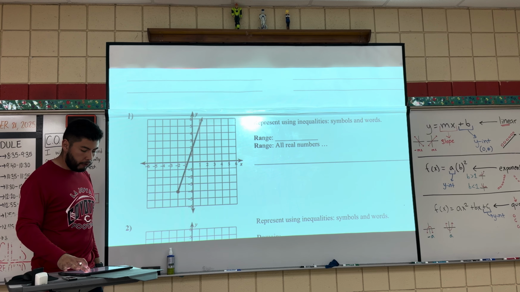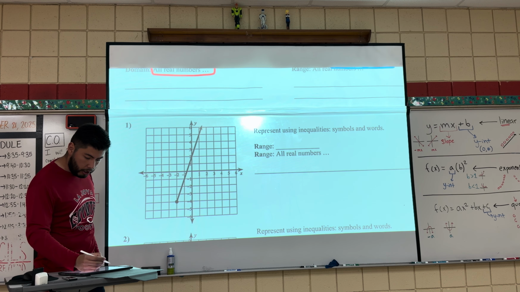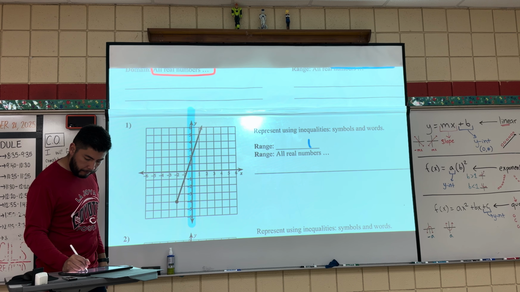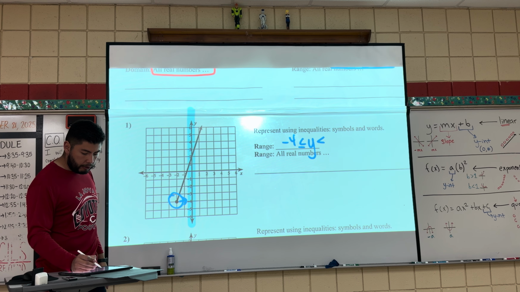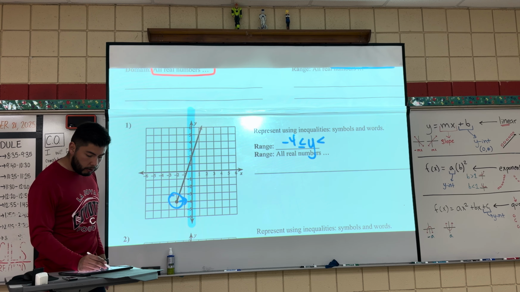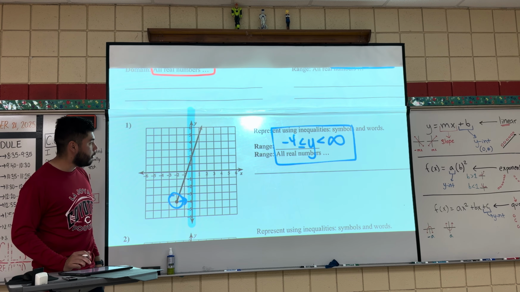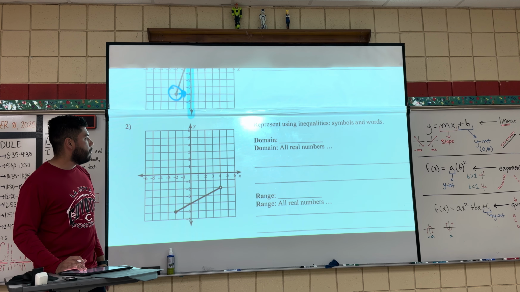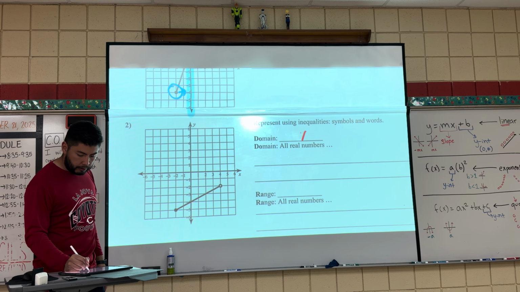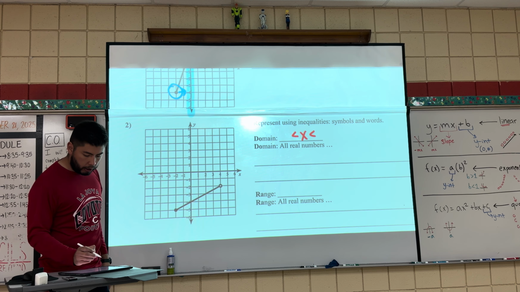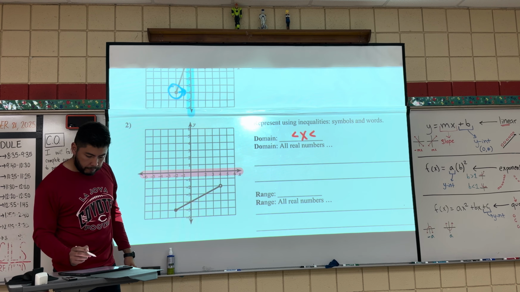Same thing here for range. We're only looking at this right here, and we know it's y. It got to -4. It's closed, line under. But as you can see here, guys, it keeps going. You don't know where it's stopping, so that means it has to be infinity for range.